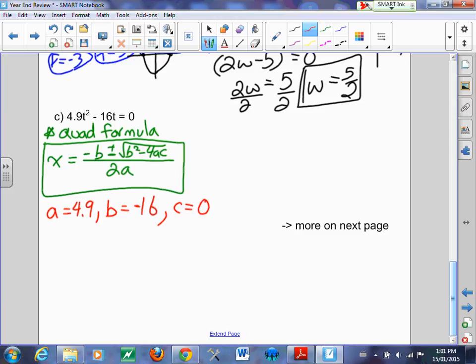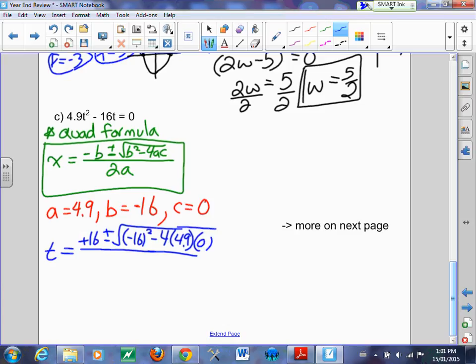And instead of using x for my independent variable, in this case, I have a t. So instead of writing x, I'm going to go t equals negative times a negative becomes a positive 16 for the B out front, plus or minus the square root of negative 16 squared minus 4 times A times C, which is 0, all divided by 2 times 4.9. t equals, simplify a little bit of this, ladies and gentlemen. We're going to have 16 plus or minus.